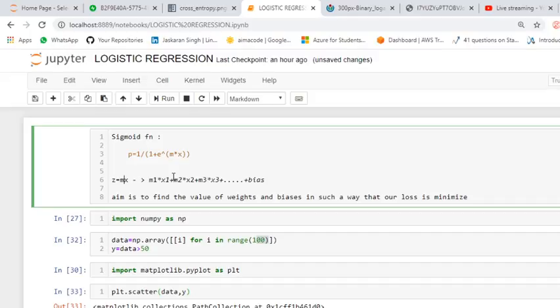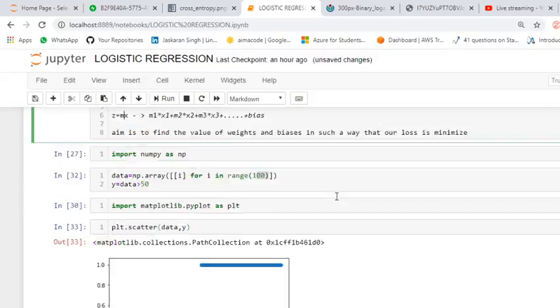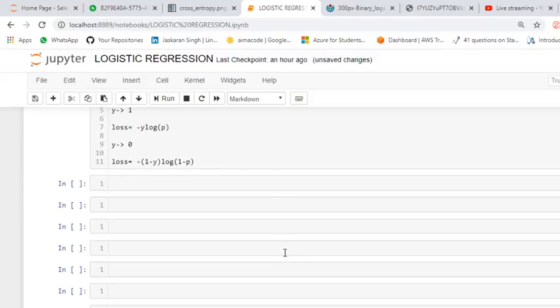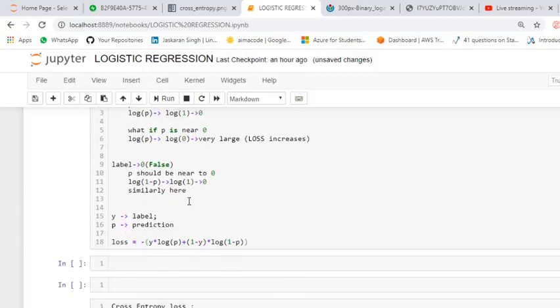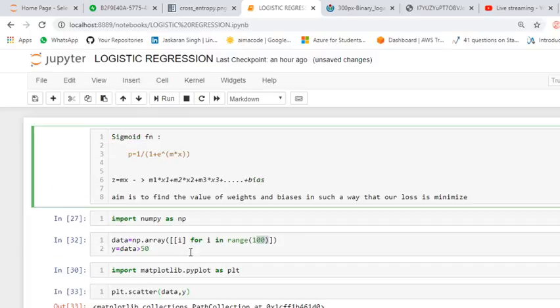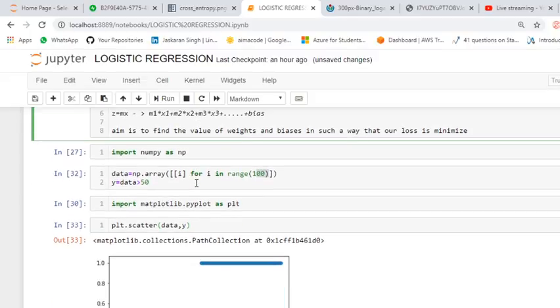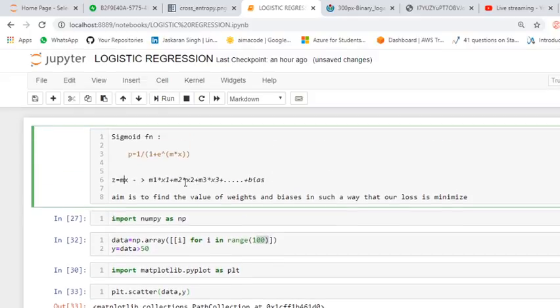Now, to get these weights to attain their optimum value, we are subjecting this to a loss function, and this loss function is cross entropy loss. Now, we need to minimize this loss function with respect to the values of m1, m2, m3, so that we can apply the minimization algorithm.